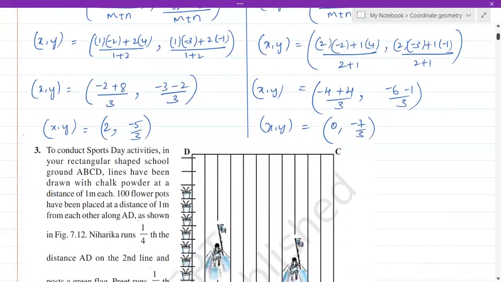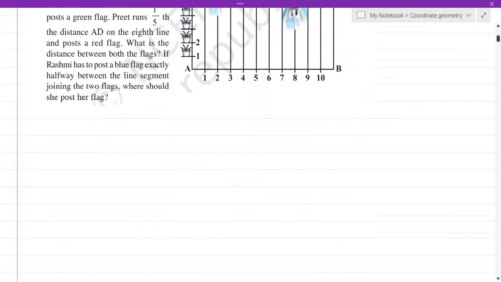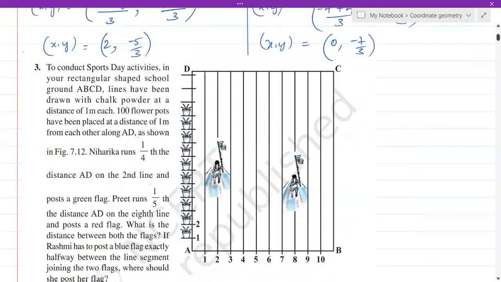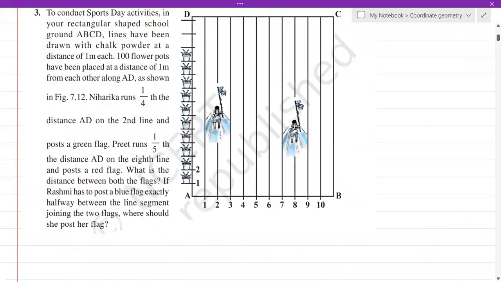Let's get into the third question. So in the third question, as you can see, to conduct sports day activities in your rectangular shaped school ground ABCD. So there is a ground ABCD. Lines have been drawn with chalk powder at a distance of 1 meter each. Which means, if you observe here, this distance is 1 meter. So each distance is 1 meter.